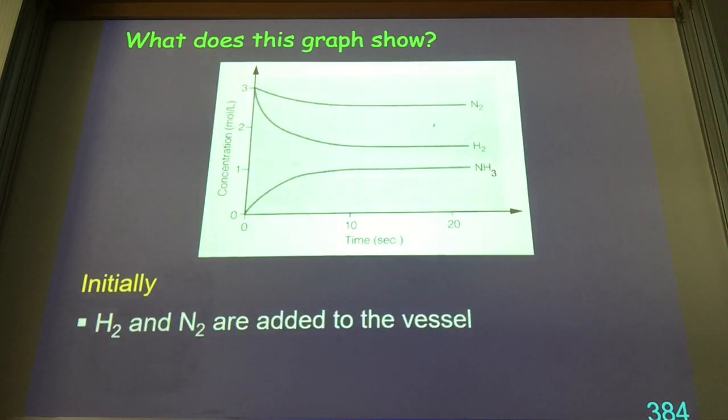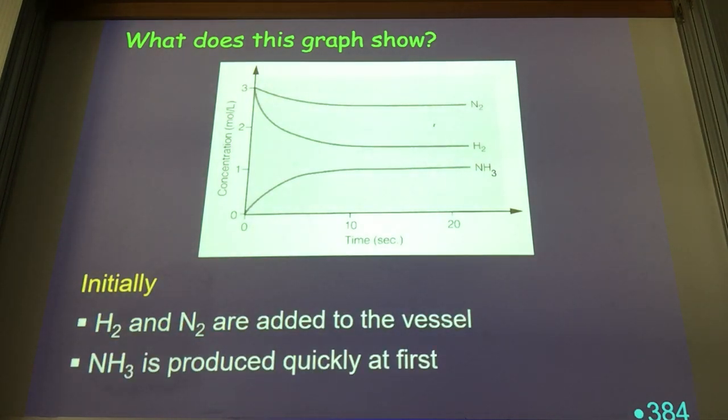So the first thing that happens is we see a reasonably steep graph for the production of ammonia, reasonably steep graphs for the drop in concentration for the consumption of nitrogen and hydrogen. We see hydrogen dropping more sharply than nitrogen. Why is that the case? Well, have a look at the equation and you'll see there are 3 moles of hydrogen being consumed for every 1 mole of nitrogen.